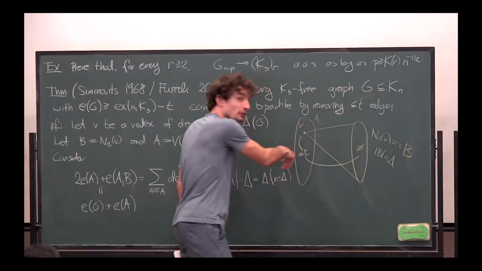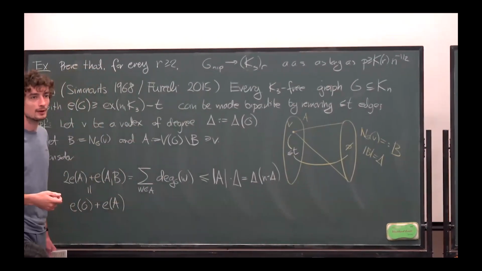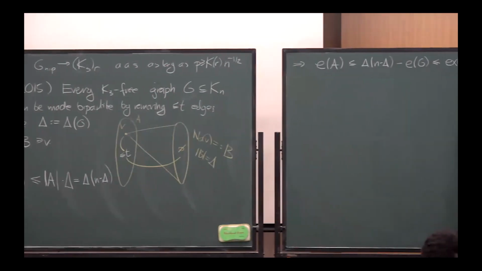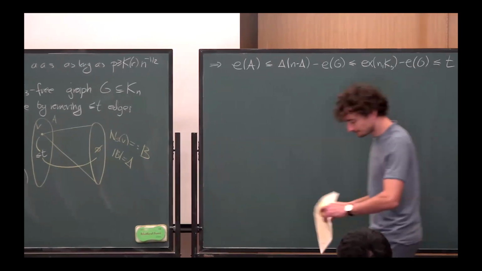So now you remove these edges, and what do you see? You see a bipartite graph between A and B. So that's the proof.